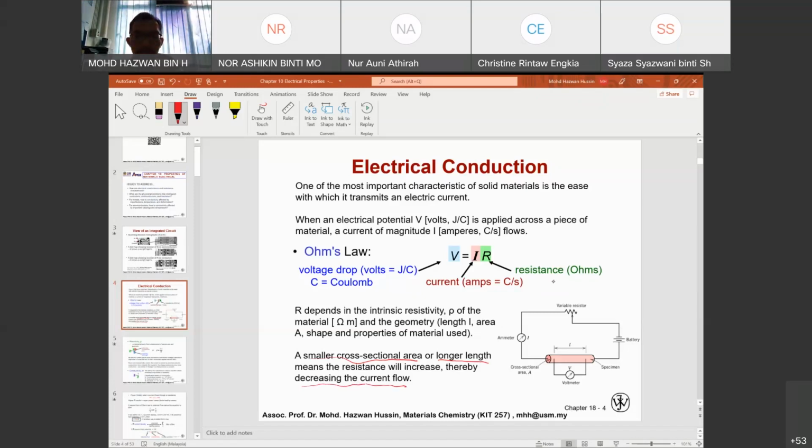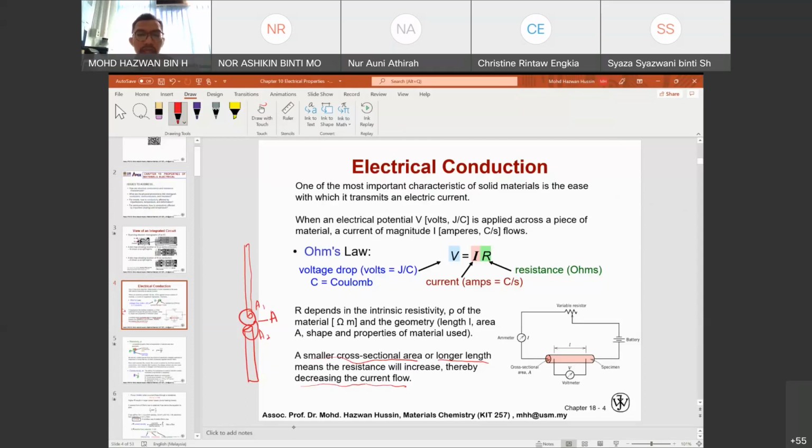So what does it mean by smaller cross-sectional area? Imagine that you have a very narrow cylindrical wire, and a wider wire. The area between these two is totally different. So you have area 1, area A, and also area 2. This one, of course, gives a bigger area because it has a bigger radius or diameter. So the electrons can flow easily through the one that has a bigger cross-sectional area.